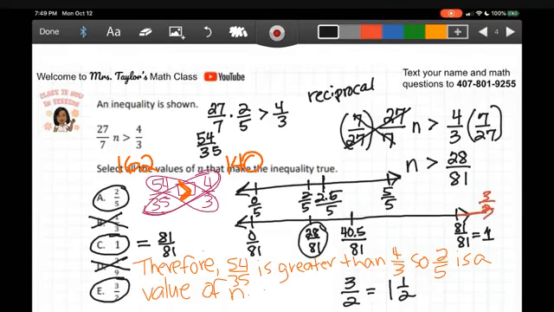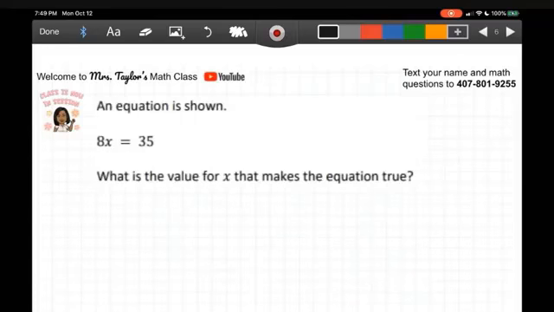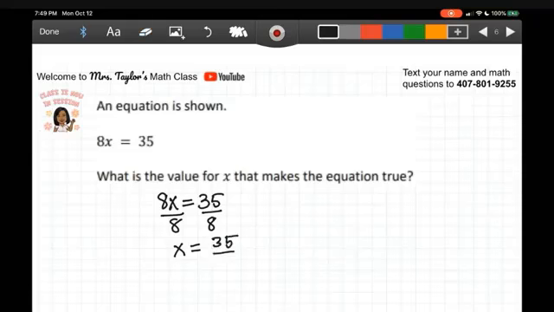Let's go to the next one. All right, next question. It says an equation is shown, 8x is equal to 35. What is the value of x that makes the equation true? So with this, we have to divide both sides by 8. So this is 8x is equal to 35. Divide both sides by 8. x is going to be 35/8. Now, depending on how they want the answer written, you could possibly just leave it like this.